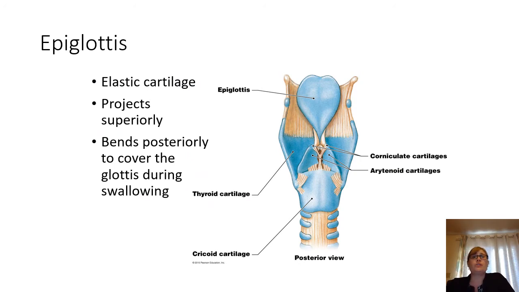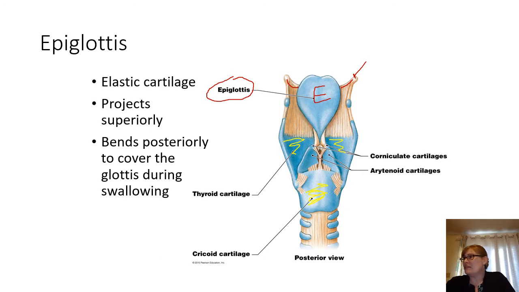All right, so this is a posterior view, and we have our epiglottis right here. Epiglottis, elastic cartilage. Here's the hyoid back here, kind of looping its way around. And then here are the structures that we've been mentioning. So here's your thyroid cartilage again. Let me get my highlighter. This is thyroid cartilage. This is cricoid cartilage.